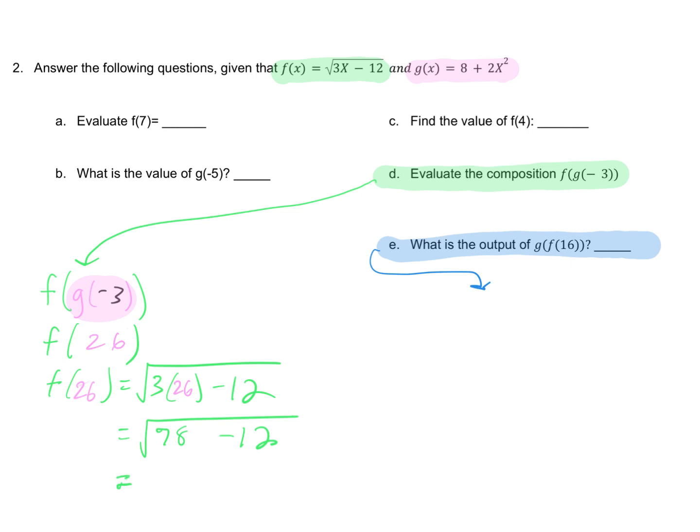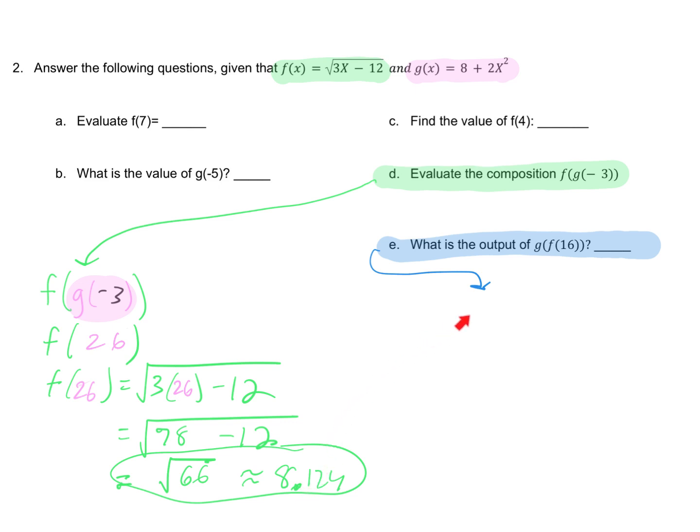is 66. The square root of 66, and we can stop right there. The square root of 66, if you put that in a calculator, it's about 8.124. So f of g of negative 3 is equal to the square root of 66, or about 8.124.